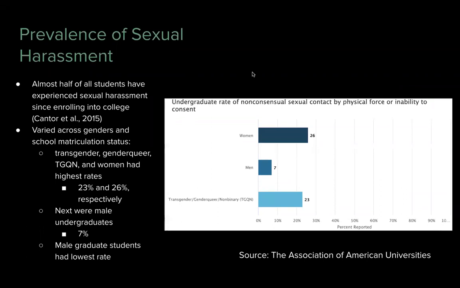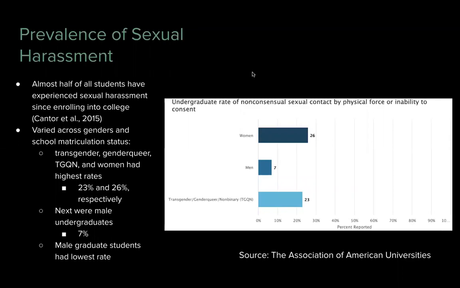So the prevalence of sexual harassment is that, overall, almost half of all students have experienced sexual harassment since enrolling in college. More specifically, it varies across genders and school matriculation status, so whether they're freshmen, sophomores, or basically undergrad or graduate.